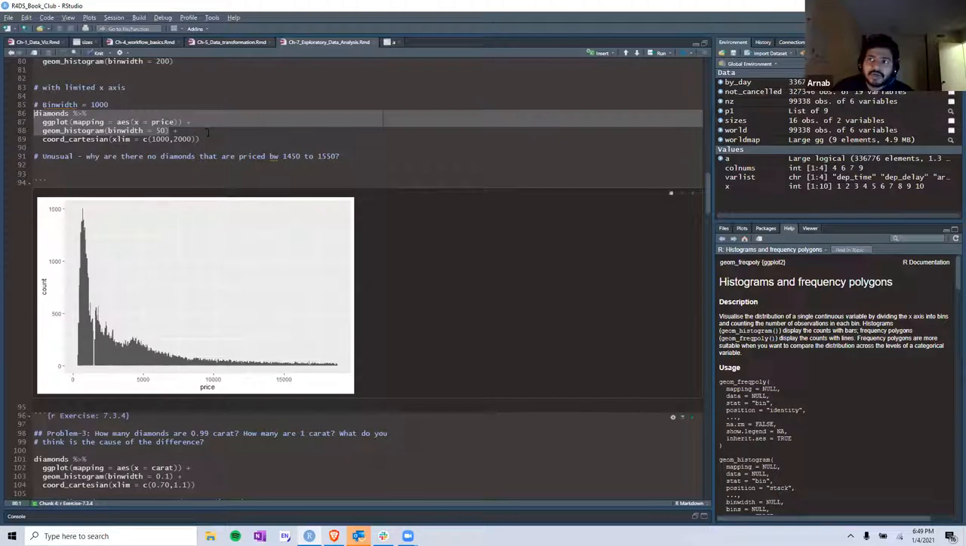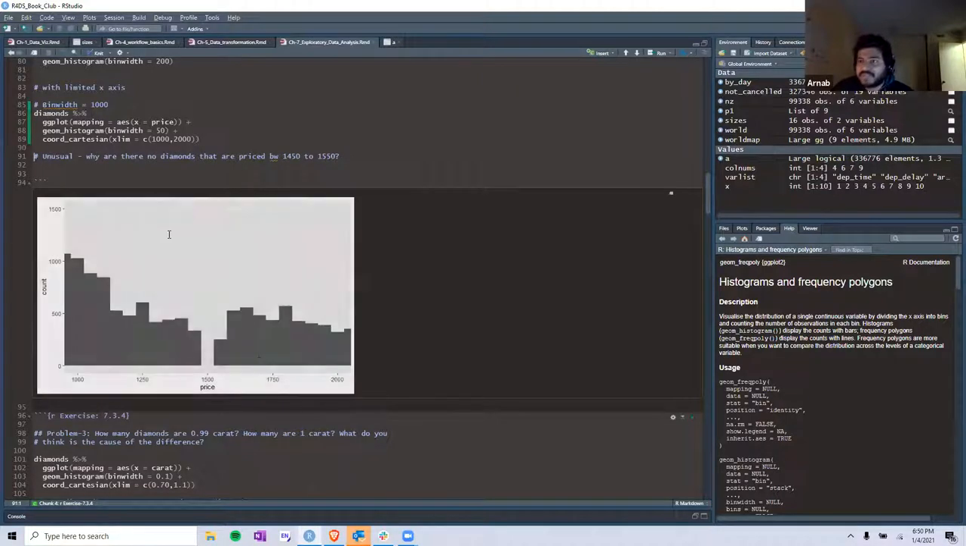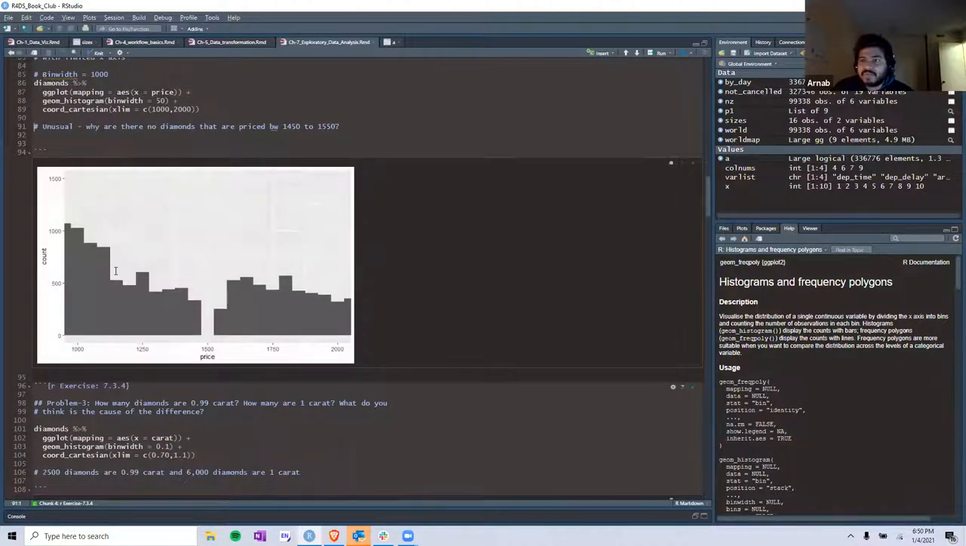And now, if we want to zoom into that gap, we can use the coord_cartesian function to limit the x-axis between 1000 and 2000. And this is what we get. So this is the same histogram. The only difference is that the x-axis now ranges from 1000 to 2000. The others are kind of curtailed from our view. And the bin width that we have set is 50.